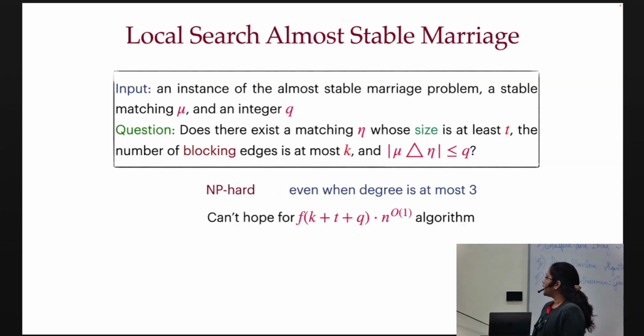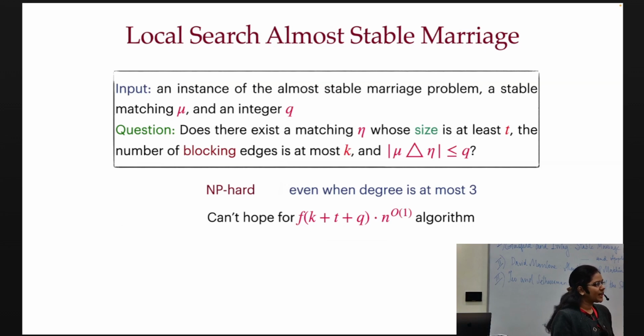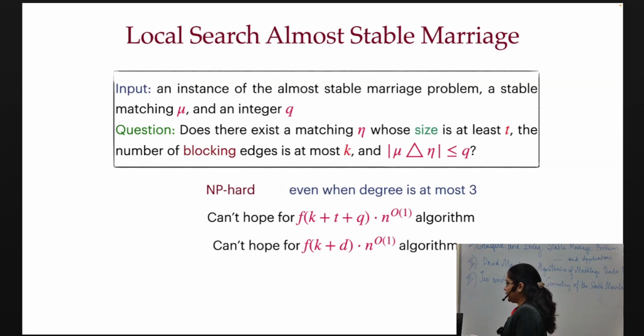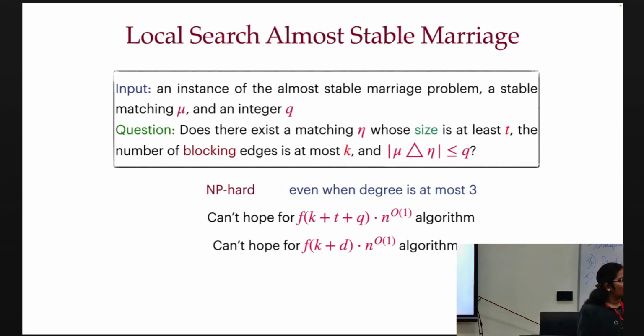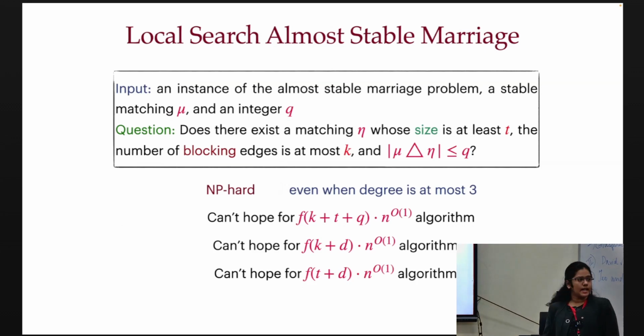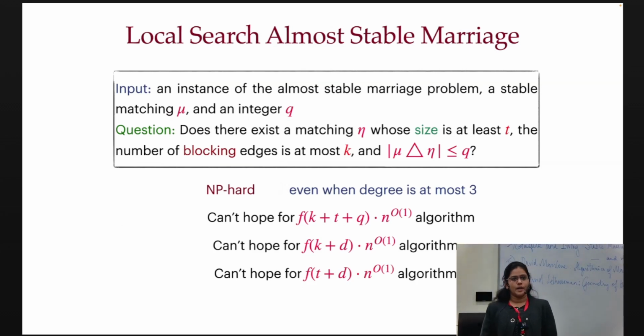Now k plus t plus q: in our previous reduction all these values are functions of k tilde, so I cannot hope for this algorithm. I am increasing my parameter slowly, but still I am not getting any algorithm. We cannot hope for k plus d because of my degree 3 reduction. There we had just k tilde plus k tilde choose 2 blocking edges. T plus d again, because of the same reason, we cannot hope.